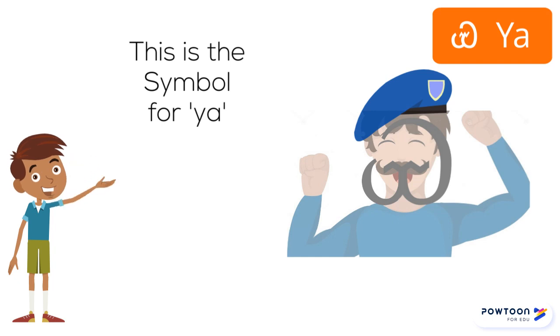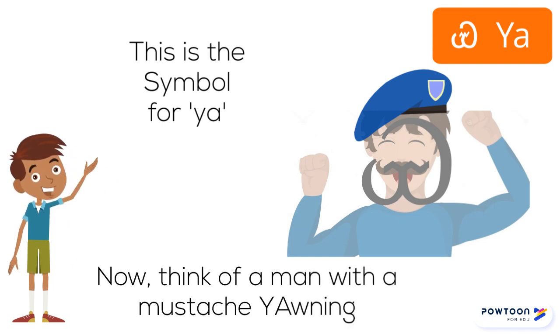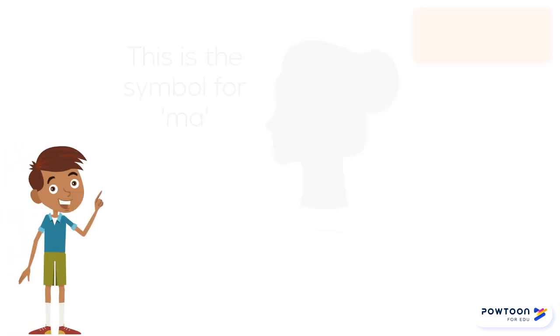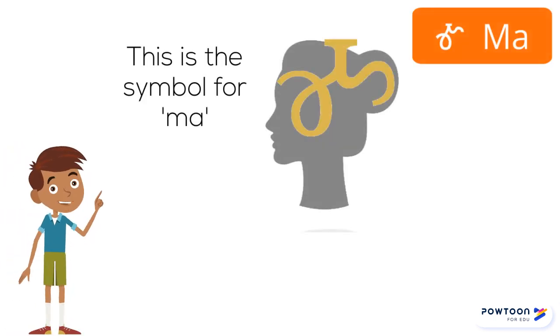This is the symbol for ya. Now think of a man with a mustache yawning. Ya. This is the symbol for ma, as in, ma, I'm home. Ma.